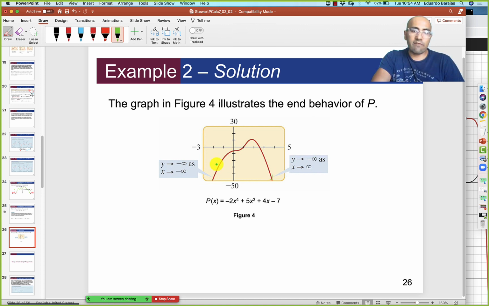Everything else, eventually we'll get a better idea. We'll need to figure out where it crosses the y-axis, where it crosses the x-axis, the x-intercept points. We need to figure out these little bumps here, how many local maximums, local minimums there are, inflection points, right? So all kinds of more information will help us build up to this whole graph. But for now, we're just looking at end behavior.